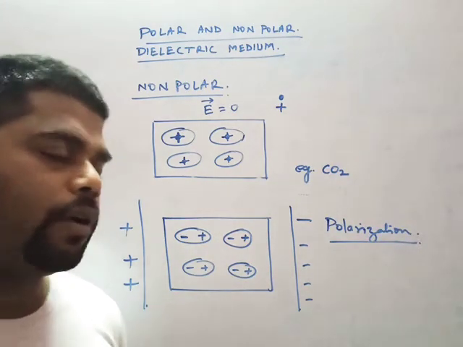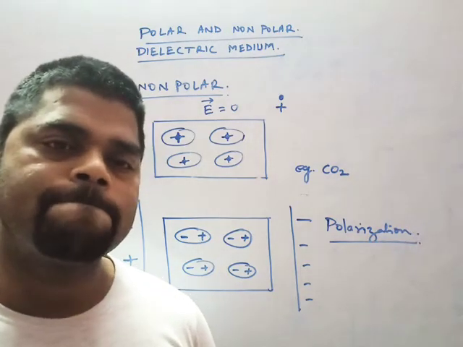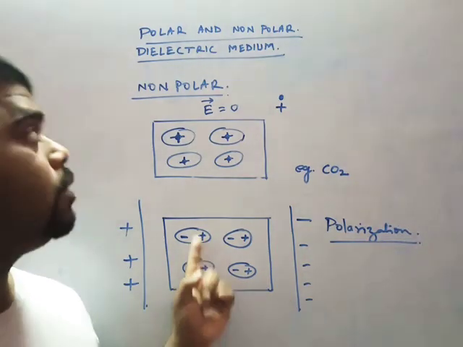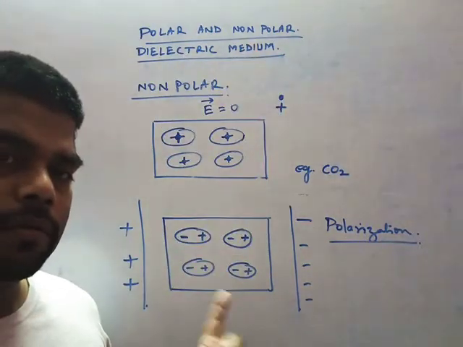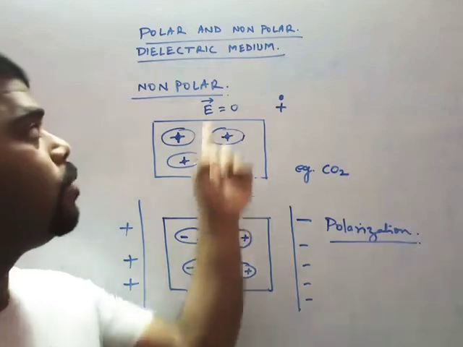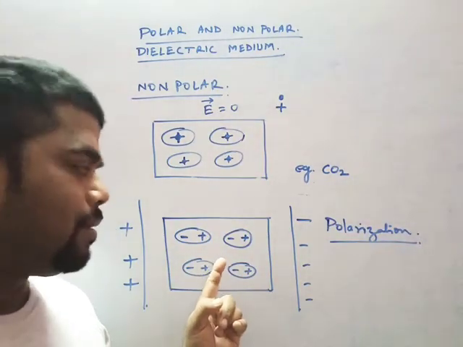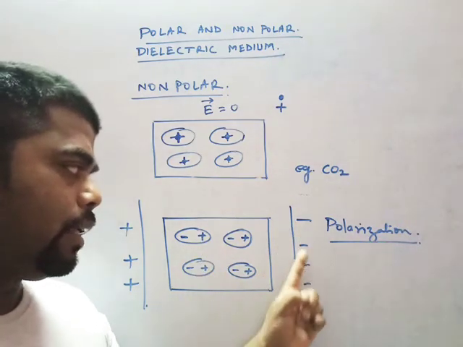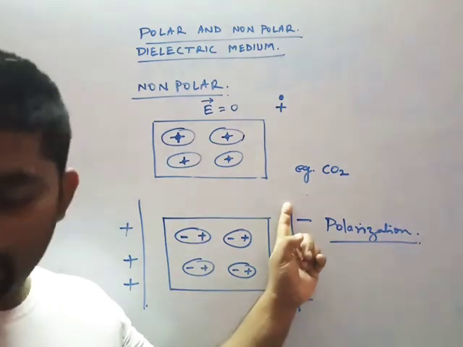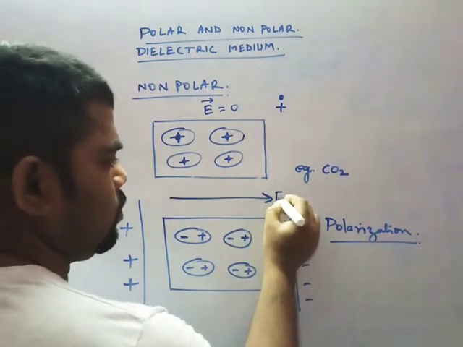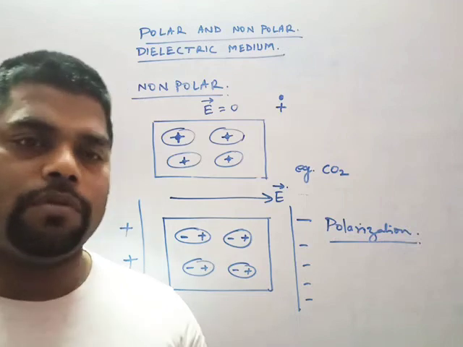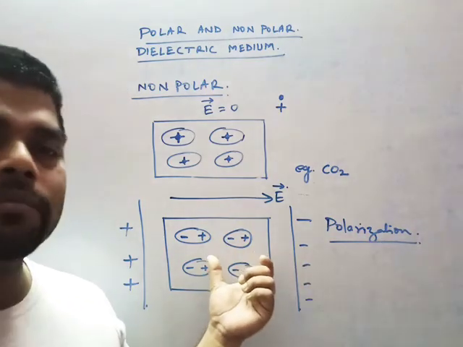So what is the meaning of polarization? Polarization means when the particles of the molecules, either polar or non-polar, are aligned toward the negative and positive of the electric field, and they are limited by a strong restoring force. They do not get out, they are limited by a strong restoring force.